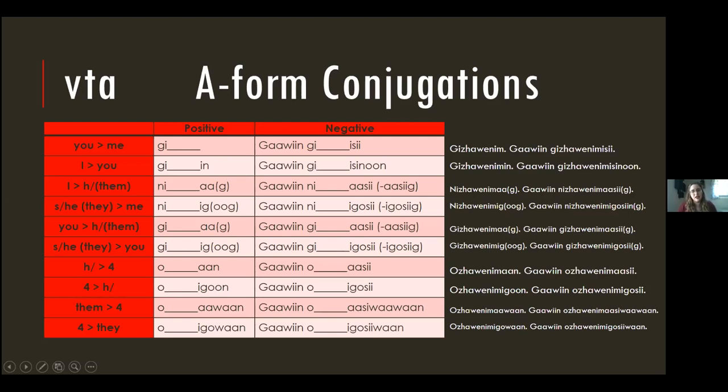Okay, so I'm just saying these the way that I've been taught. If you say it differently in your community, you should definitely say it your way, or double check with your community speakers to make sure that you're saying it the way it's said in your community, because they can differ.